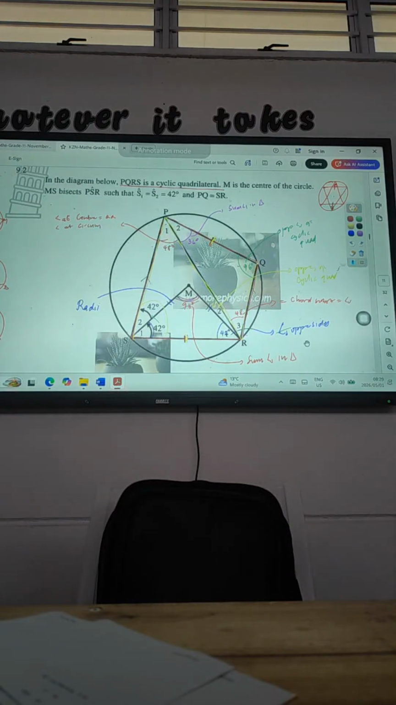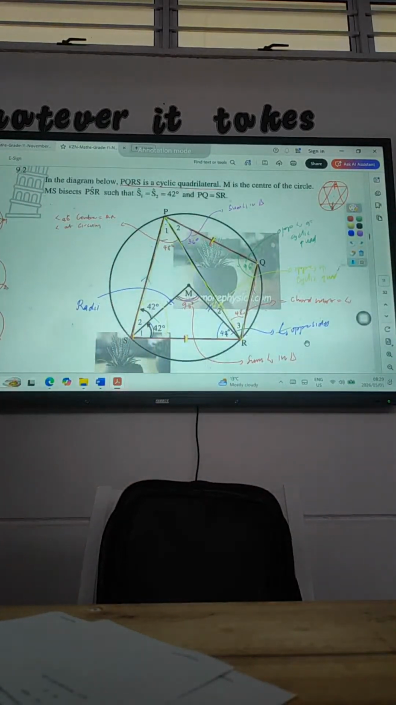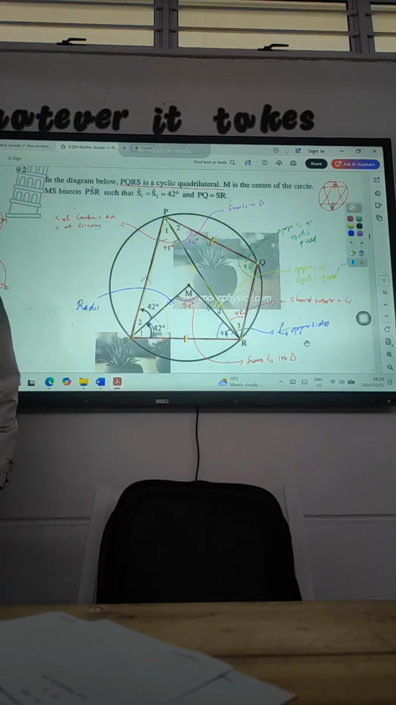So we need to try to get as many as possible, right? We need to get as many as possible so that we can solve this problem. Now, you may answer the question. The first question, 9.2.1, was saying, name, giving a reason, another angle that is equal to 42.